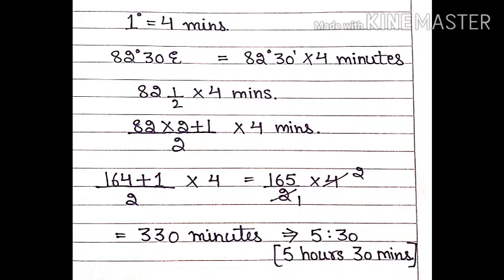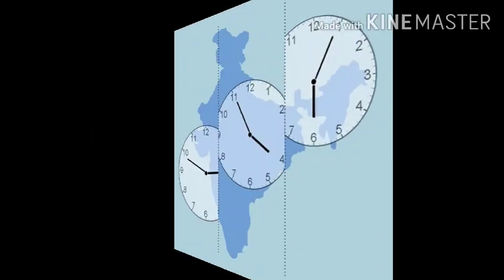Then we will get 165 by 2 into 4, and 4 would be cancelled by 2, as 2 twos are 4. And we will get our answer as 330 minutes. And then further when we convert 330 minutes into proper time, we will get 5 hours and 30 minutes. So this is the reason why we are 5 hours and 30 minutes ahead of GMT.